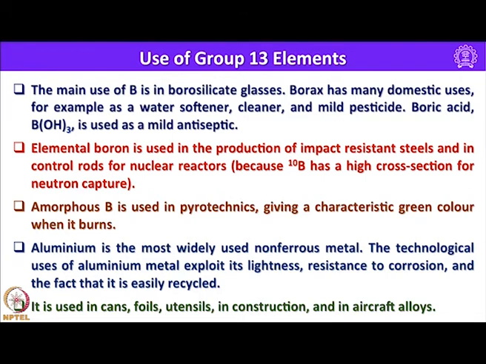Aluminum is the most widely used non-ferrous metal. The technological uses of aluminum metal exploit its lightness, resistance to corrosion, and in fact it is easily recyclable. It is also used in cans, foils, utensils, in construction and also in aircraft alloys.